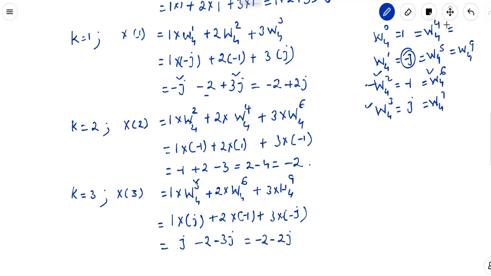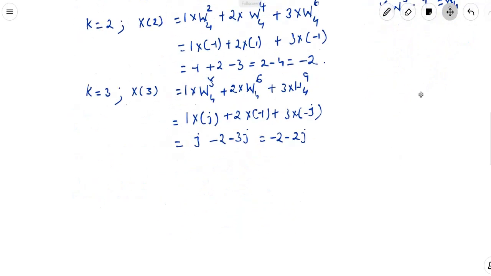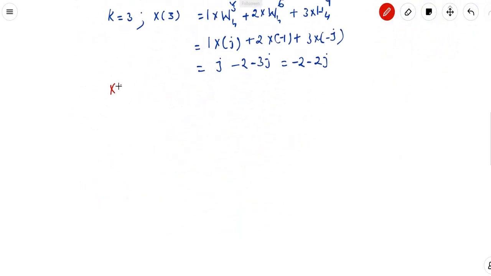Okay, now we will write down the equations. What we have got, the value x of k, the first value of how much we got? We got it as 6, comma, then minus 2 plus 2j. Okay, so next value we got as minus 2, and the last value we have here only, so it is minus 2 minus 2j. Okay, now for this we have to calculate the magnitude and phase.